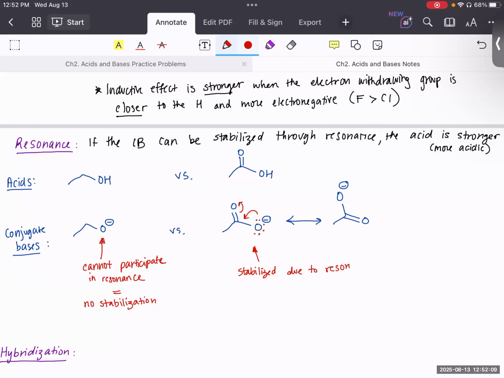And so what that means is that the conjugate base is more stable. And if it's more stable, that means the initial acid is more acidic. And because it's more acidic, that means it's more willing to give up that hydrogen and form that conjugate base that's more stable. And so all together from here, if we go back to that first line, we can identify that that second one as more acidic because its conjugate base is capable of engaging in resonance.